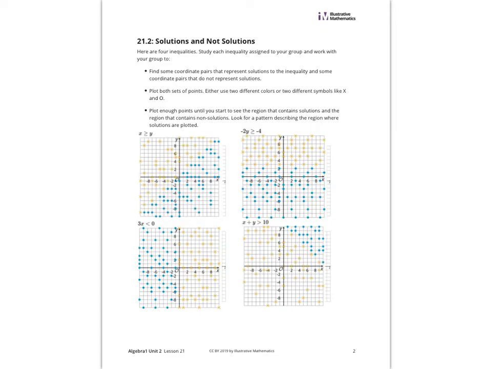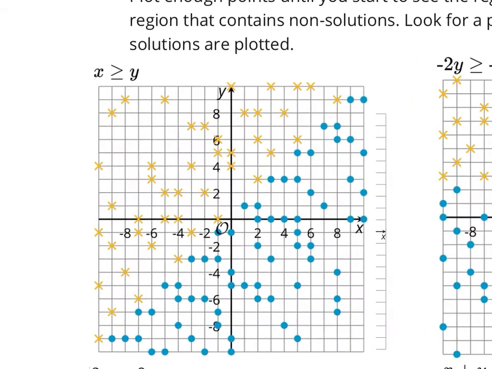The hard part right now, the way it is, is that it's hard to tell where exactly the solution region stops and the non-solution region starts. So you want to think of some ways that we could figure that out without crossing into the gray area. So one idea is to use something called a boundary line to help us identify where the solutions start and where the solutions stop. Let's look closer at x is greater than or equal to y.